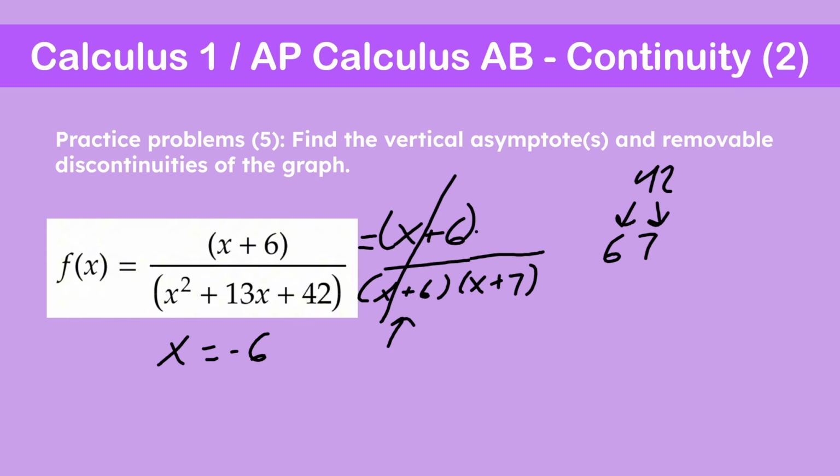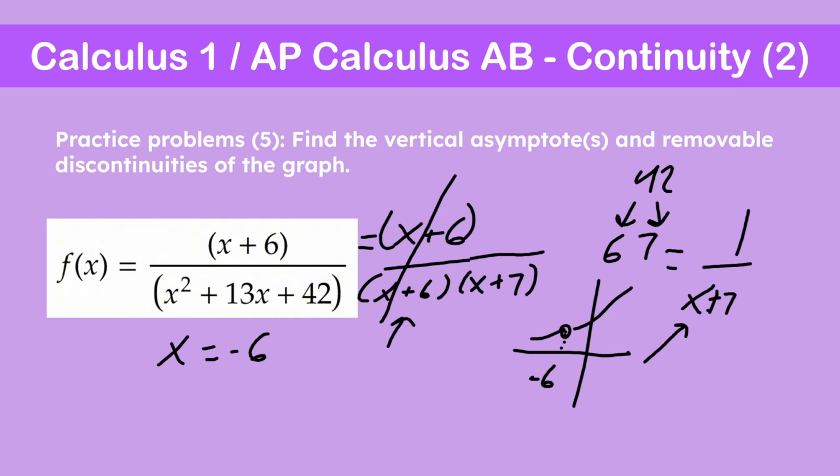So if we were to factor it out, then the function would still sort of exist there, but it would approach that value. So like -6 over here, it would approach right there. And so when we have the function reduced, we have 1 over x plus 7. So we have an asymptote when the denominator is equal to 0, but the numerator is equal to 1. So x is just equal to -7. So we have x is equal to -7 for the vertical asymptote, and the removable discontinuity is at x equals -6.